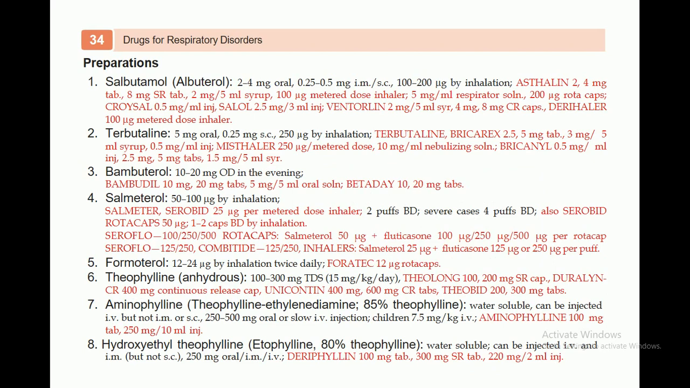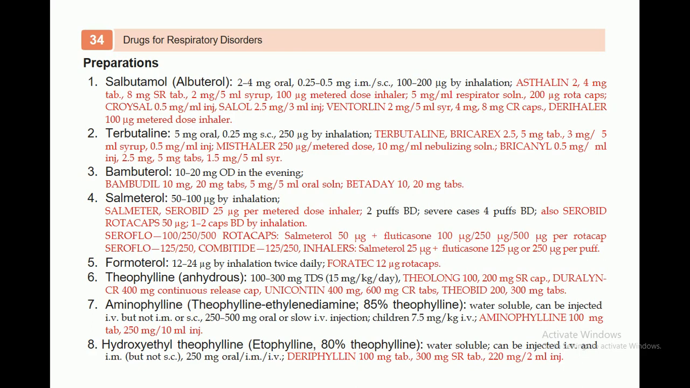Drugs for respiratory disorders, the preparations are in the form of, you can see, salbutamol. So salbutamol, that is albuterol, is the trade name. Salbutamol is available at the dose of 2 to 4 milligram orally, 0.25 to 0.5 milligram intramuscularly or subcutaneously, and 100 to 200 microgram by inhalation.